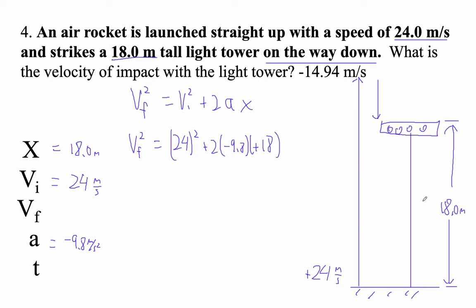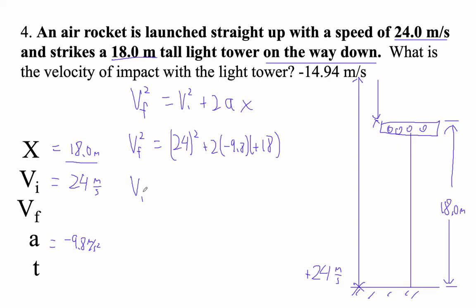Okay, so that 18 meters displacement, we can use that, even though it goes above it and then comes down from below. Remember, it's the net change in position. So our displacement is just 18. Okay, we can do this. I'm just going to type this in. So 24 squared plus 2 times negative 9.8 times 18.